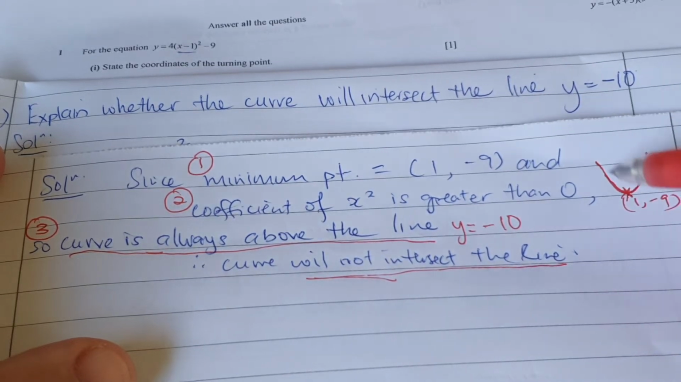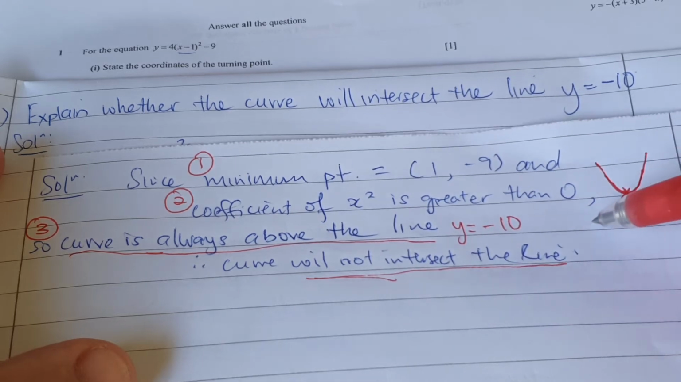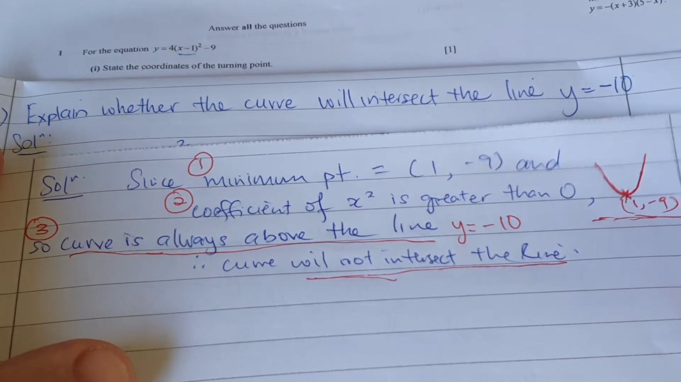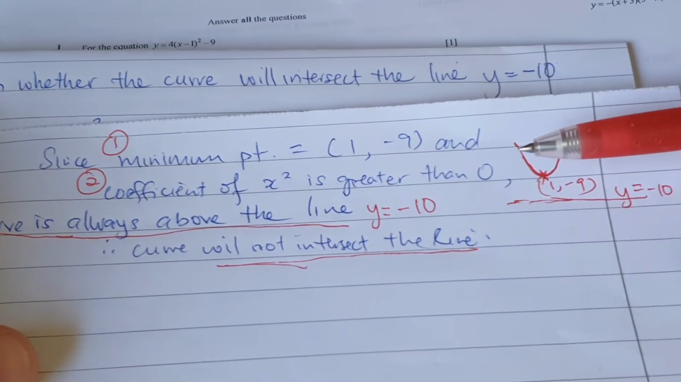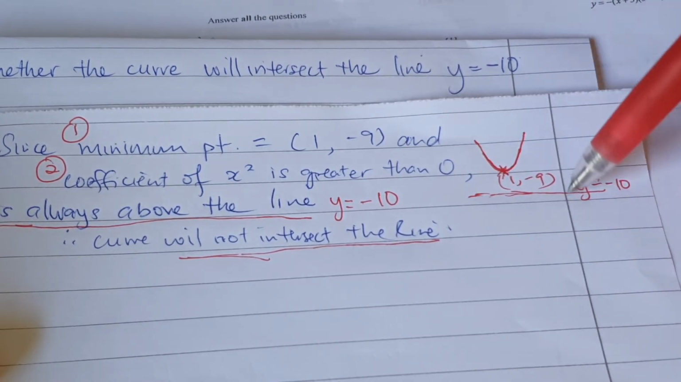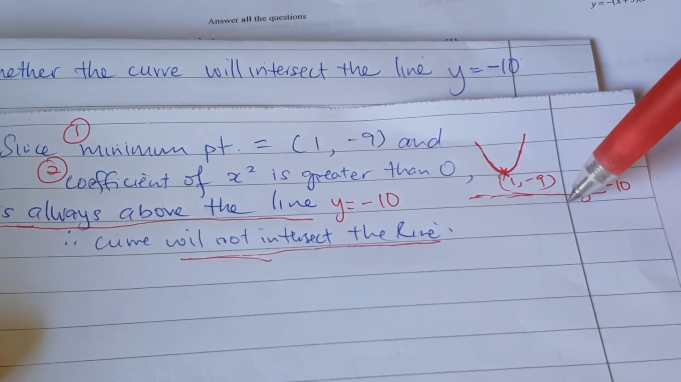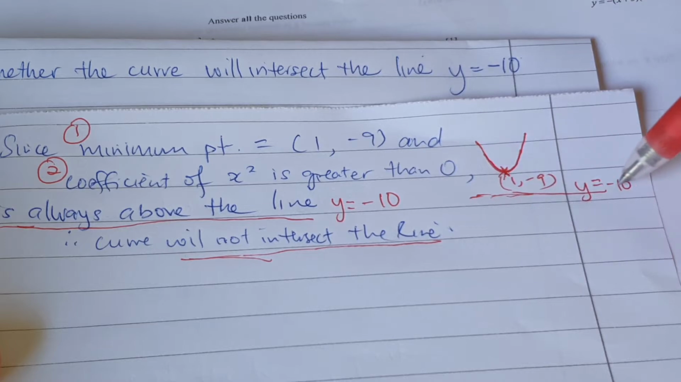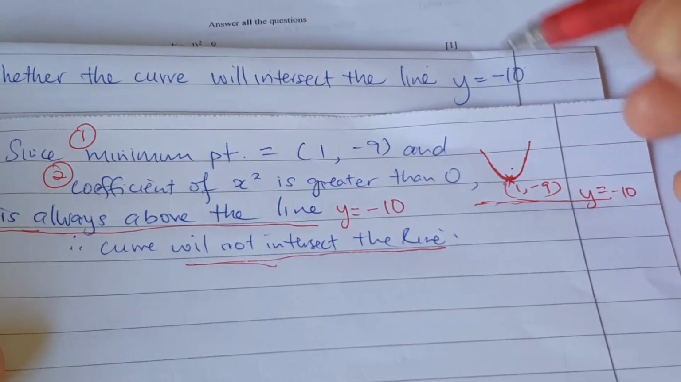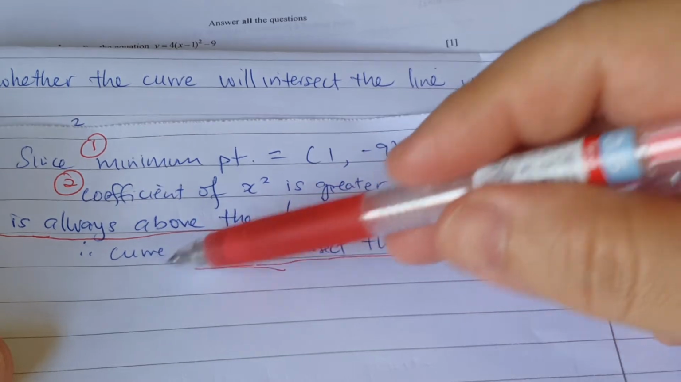Actually, the picture tells 1,000 words. Your y value is minus 9, right? Minus 10, this graph is like that. It's below minus 9, right? Imagine this is your y-axis. So minus 1, minus 2, minus 3, minus 4, all the way until minus 9, then minus 10, right? So this line minus 10 is below this minimum point. Okay? So the curve will never cut the line.